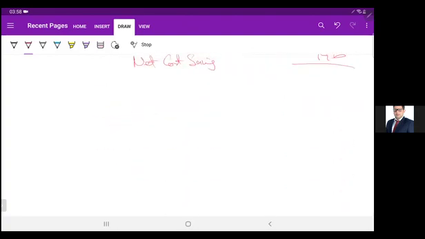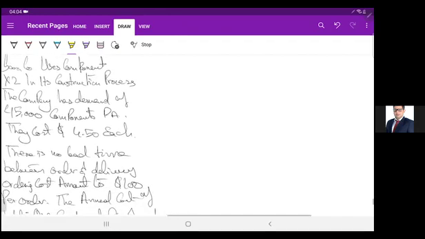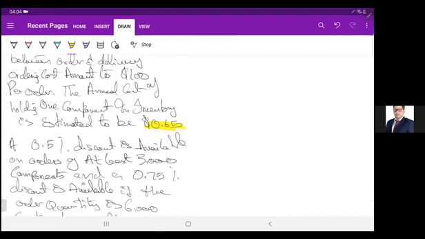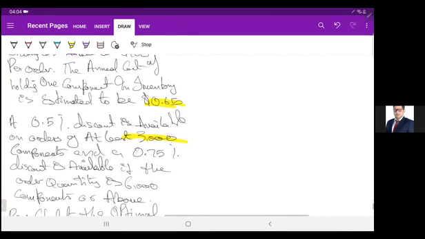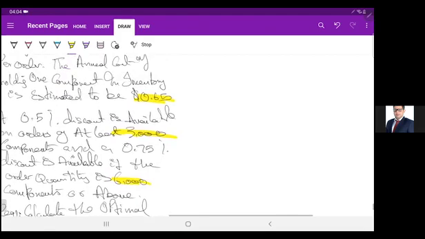Now, what we will do, we will do one more example. So we have another example. Sara company uses component X2 in its construction process. The company has a demand of 45,000 components per annum. The cost is $4.50. There is no lead time between order and delivery. Ordering costs amount to $100 per order. The annual cost of holding one component in inventory is estimated to be $0.65. A 0.5% discount is available on orders of at least 3,000 components and a 0.75% discount is available if the order quantity is 6,000 components or above. We have to calculate the optimal order quantity.